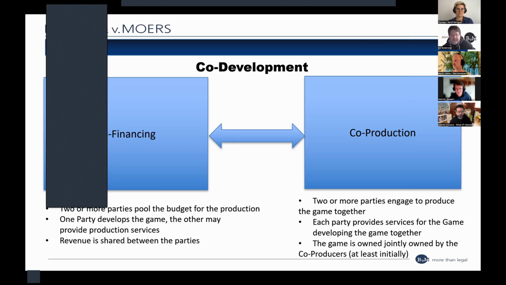So basically, in the end, the game is also co-owned by all co-producers, or at least partially or initially, and you will see later on, rights are usually assigned to individual partners, but in the beginning at least, the game is owned jointly by all co-producers. So that is a basic difference between what I call the co-financing deal and the co-production deal. Both, however, is something that is basically interesting to any of you who wants to cooperate with another studio. And I will show you on the other slides how these structures differ and what advantages or disadvantages they have.